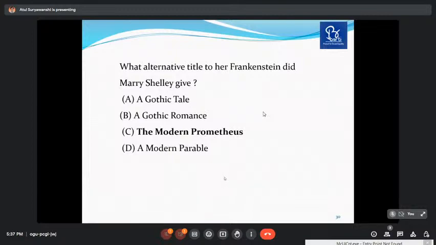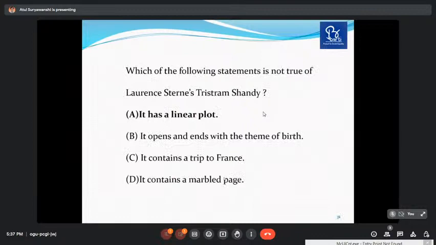So let us turn toward the next question. Which of the following statements is not true of Laurence Sterne's Tristram Shandy? Four options: it is a linear plot; it opens and ends with the theme of birth; it contains a trip to France; it contains a marbled page. So what is not true? The first option is not true concerning this novel, Tristram Shandy, written by Laurence Sterne. It doesn't have a linear plot.